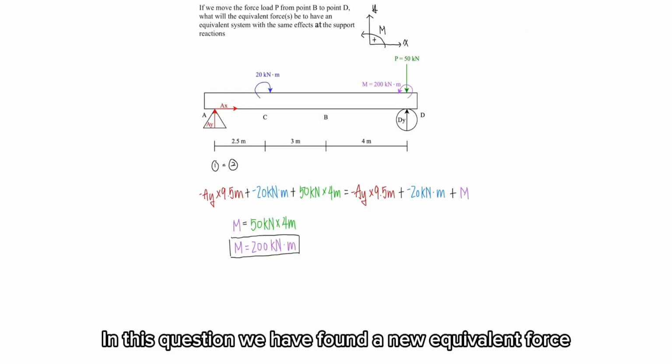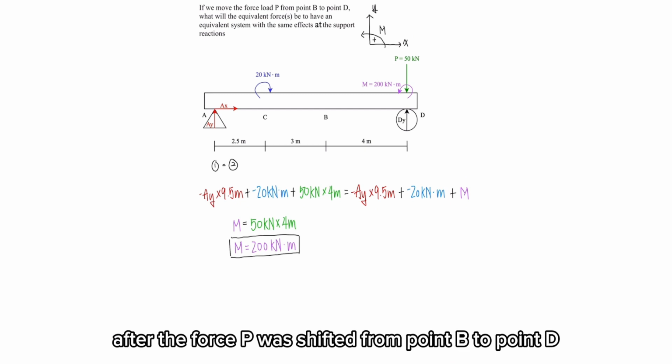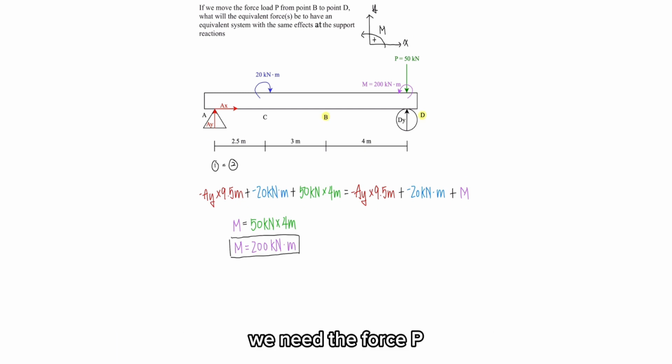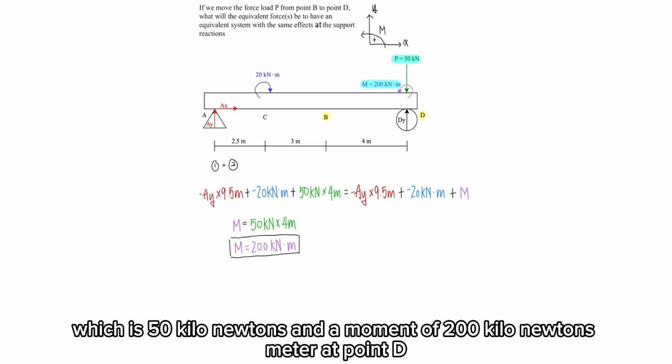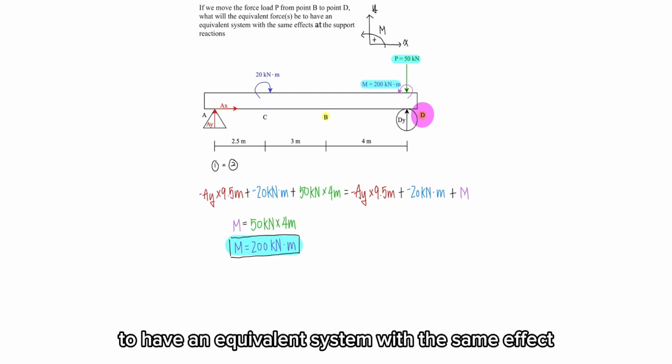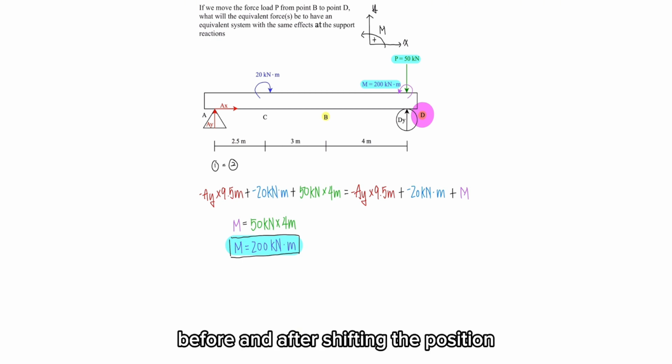In this question, we have found the new equivalent force after the force P was shifted from point B to point D. We need the force P, which is 50 kilonewtons, and a moment of 200 kilonewton meters at point D to have an equivalent system with the same effect before and after shifting the position.